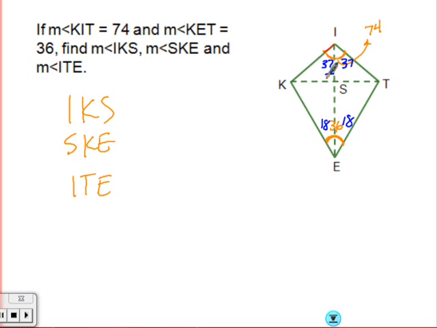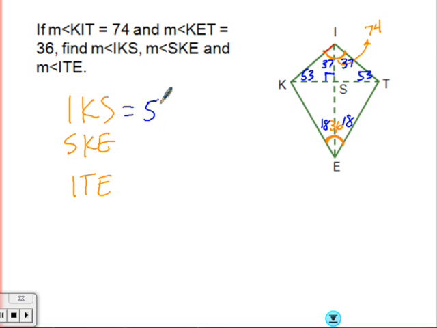Then I know the diagonals are perpendicular, so I have right triangle information. If that's 37, then how much is left for right here? 53, good. And then what's left over there for ITS, for right here? 53 again, because they're congruent. Let's see if that's enough to answer all of our questions.